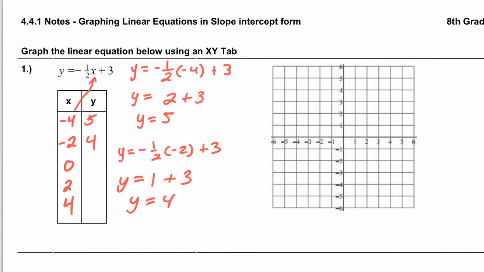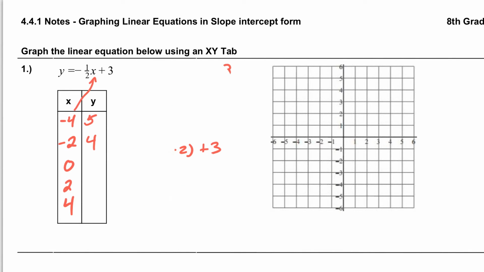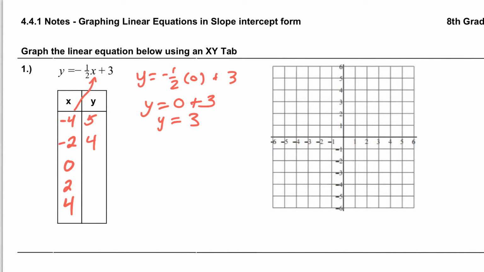And I'm going to go ahead and have to erase a little bit here to give me a little bit more room to work. Let's go ahead now and plug in 0 for x. So when we plug in 0, we get -1/2 times 0 plus 3. Well, -1/2 times 0 is 0. So we're looking at y is equal to 0 plus 3, and 0 plus 3 is 3. So when we plug in 0, we get the output 3.